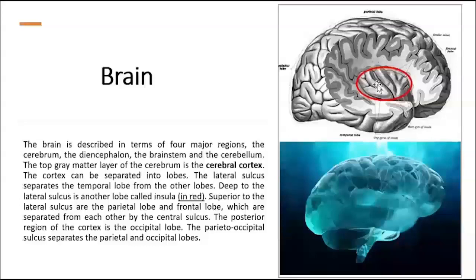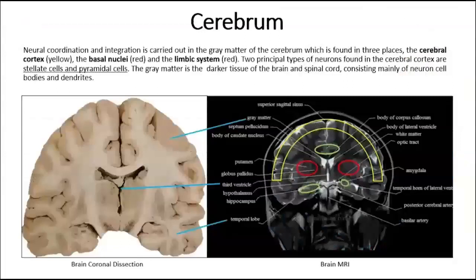We also said that the cerebral cortex is not flat like a table, but it has elevations and grooves. The elevations are going to be called gyri, and the grooves are going to be called sulci. All the coordination and integration of the different types of stimulus that we receive happens in the cerebrum. The cerebrum is divided in three main areas. Those are going to be the cerebral cortex, the basal nuclei, and the limbic system.